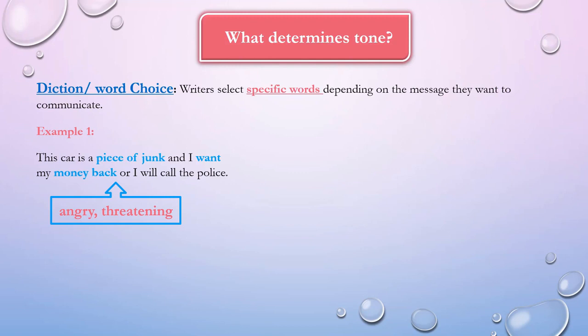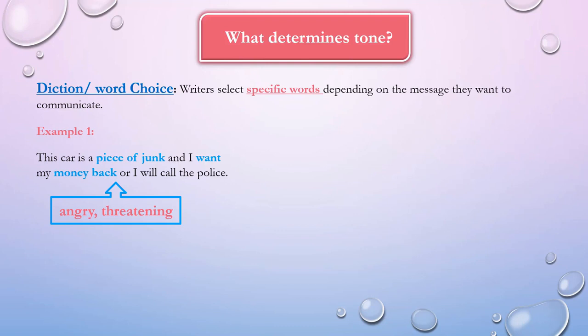How do I know that the tone is angry and threatening? It's because of the choice of words. It's a piece of junk, and usually this word has a negative connotation or negative meaning, the word junk. Also, I want, this shows demanding. And money back. Also, he said, call the police. So all of these words show anger and threat.